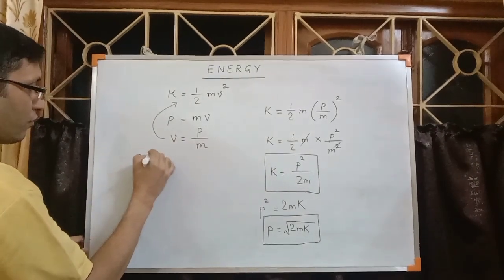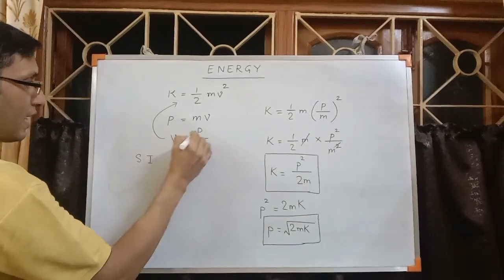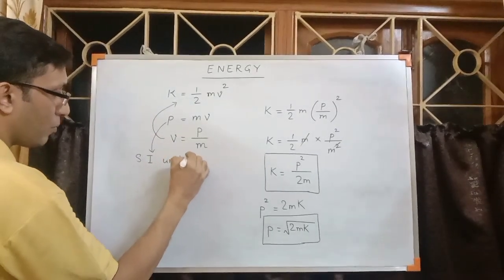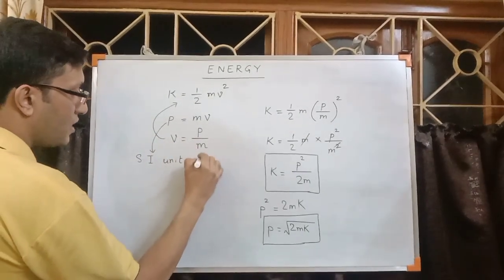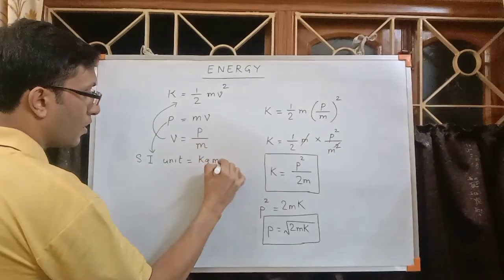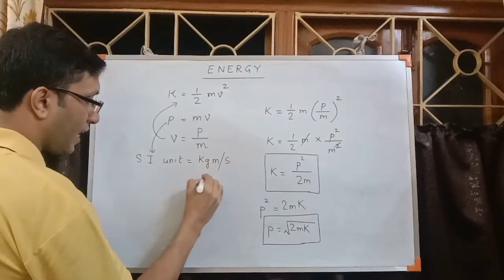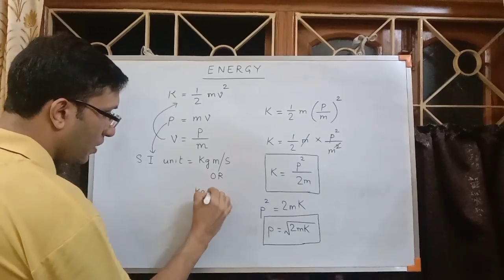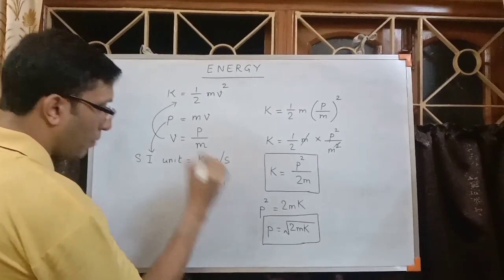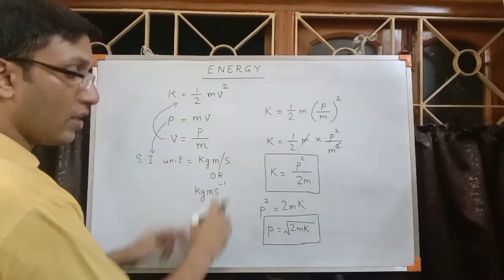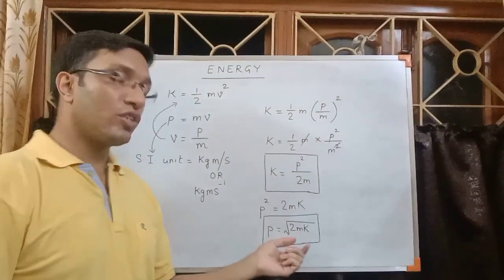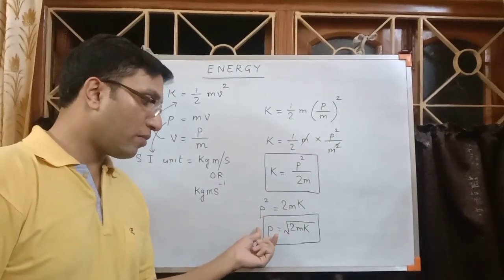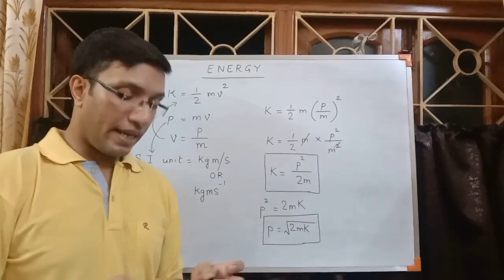Now the SI unit of linear momentum, this is for some additional information, is kg meter per second. Either you can write it like this or kg meter second to the power -1. Both are correct. This is for additional information, and this is from the examination point of view. You might be asked a numerical based on this concept, the relation between linear momentum and kinetic energy.